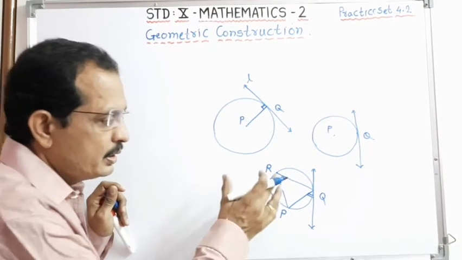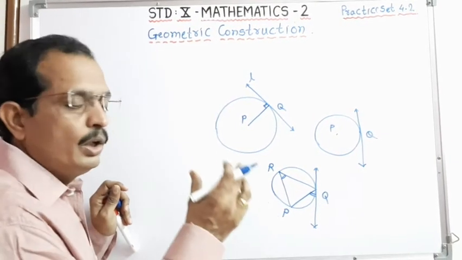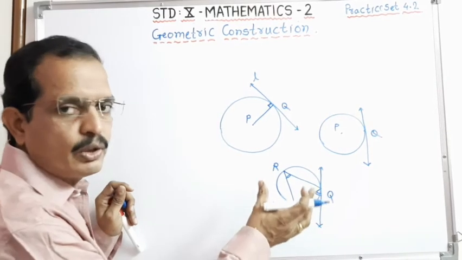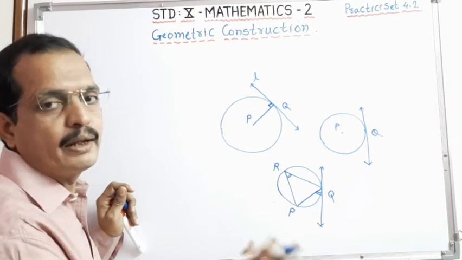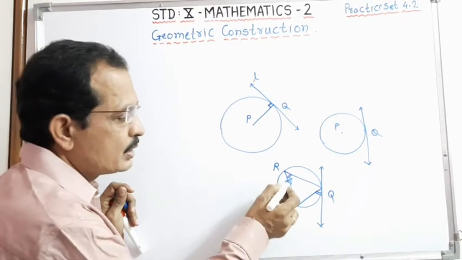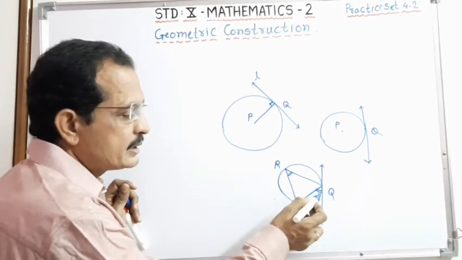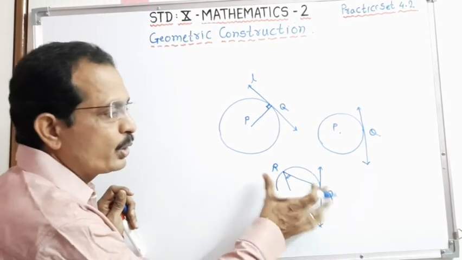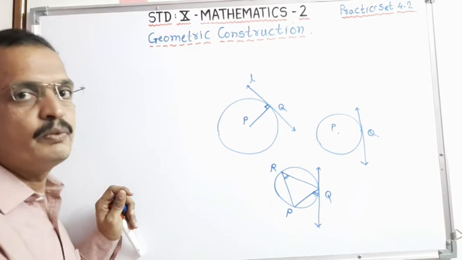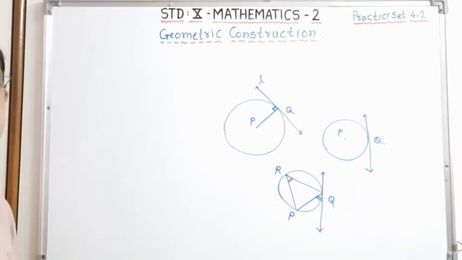Dear students, this concept is important. Therefore, for the construction of a tangent without using the center, you must know how to construct congruent angles. These are the angles in alternate segments, and angles in alternate segments are congruent, and that property we have to use for the construction of a tangent without using the center of the circle.